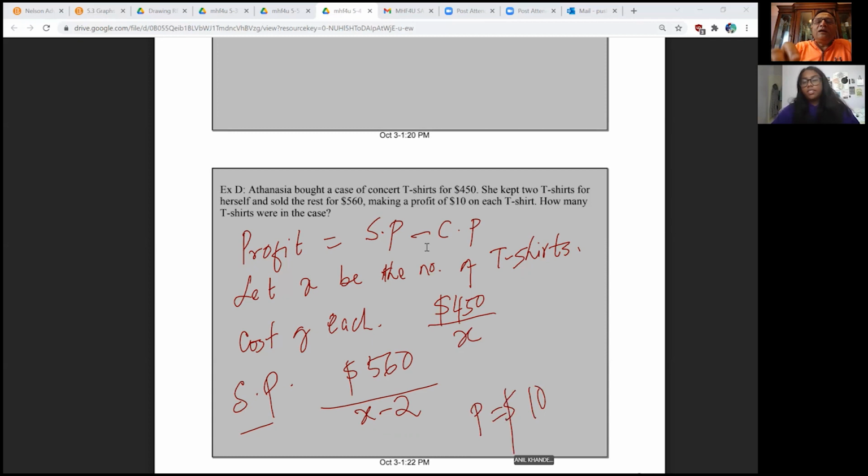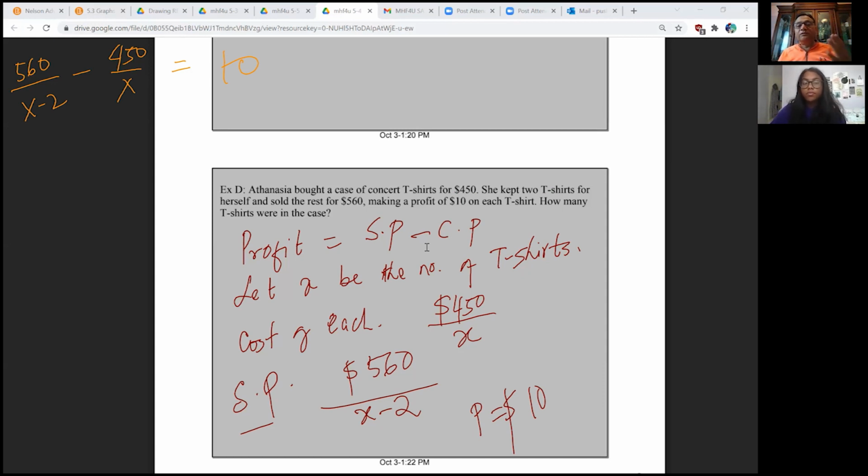$10 per shirt. So we have our equation. Do you see that? So the equation is that the difference between the selling price, which is 560 over x minus 2, minus the cost price, which is 450 over x, should be equal to $10. Get the idea? So that is how you can now solve it. Again, cross multiply. So we're learning the technique of solving equations.